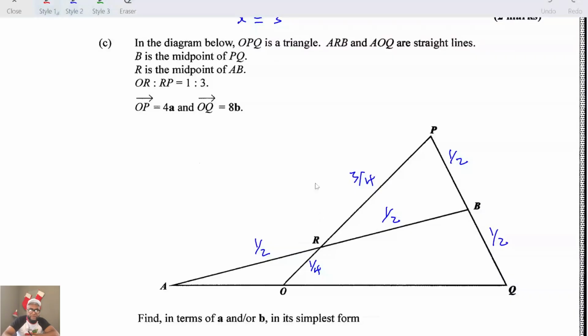OP would be 4A. Let me write it in a different color. Here's 4A, that's OP. And then OQ would be 8B. That's all the info we have, right? Find in terms of A and or B in its simplest form.